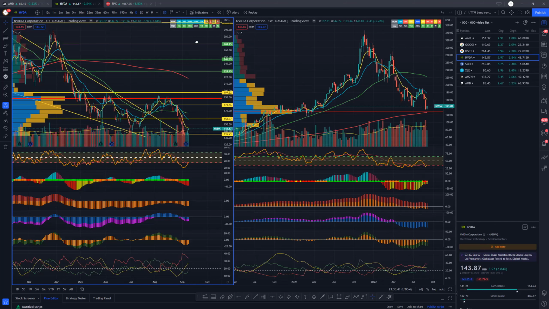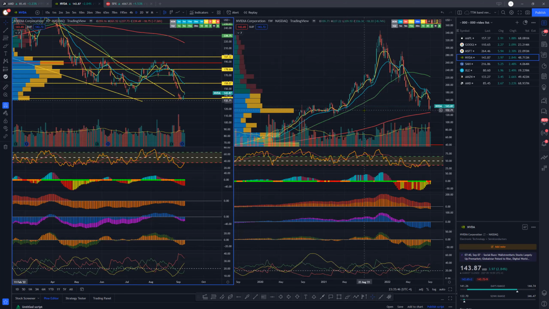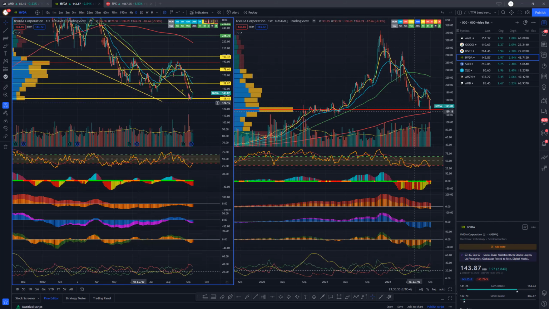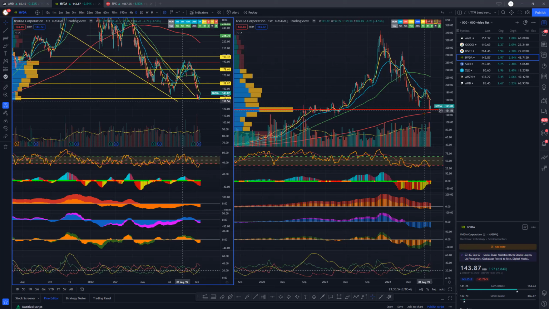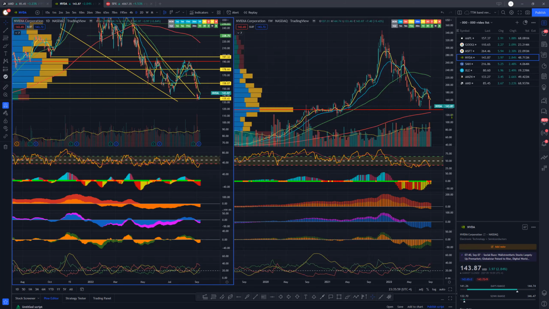Nvidia. Nvidia is going to have a pretty tough time with the news that came out that they couldn't sell to China on their new chips, but it is at a major support area. So it came down to the weekly 200-day moving average. If you look at the volume chart right here, that's where the majority of the buyers are, right at this area.